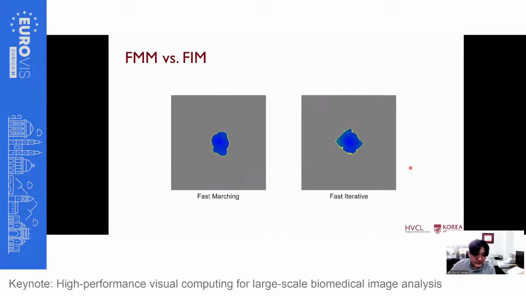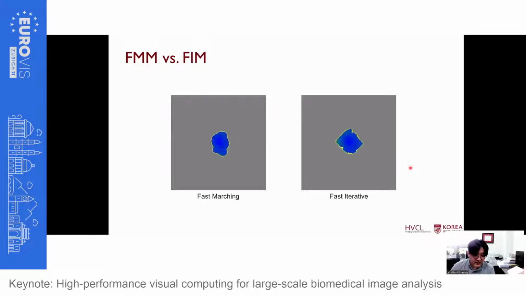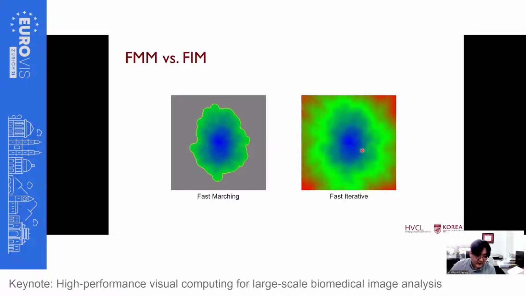And as you can see in this video, the left one is fast marching, the right one is the fast iterative method. As you can see here, in the fast marching method the algorithm updates a single point at a time. But the fast iterative method updates multiple points at the same time. So the propagation is much faster. But as you can see here, they do not represent the correct boundary at any given time, but eventually they will converge to the correct solution.